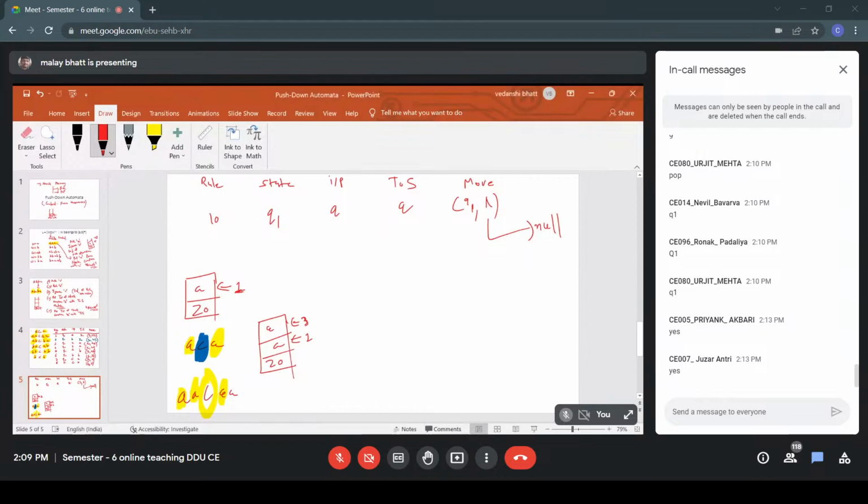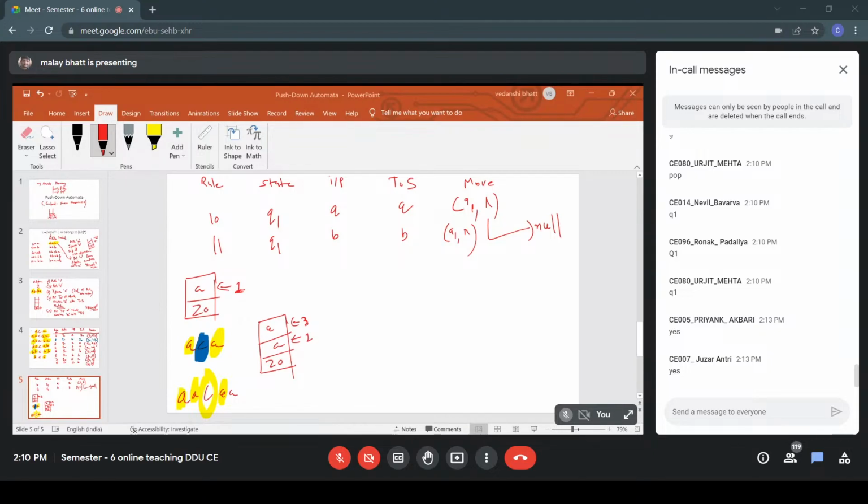Okay. Now, if the input is B, top of the stack is also B, we'll write again Q1 null. The reason is we have to match input B with the top of the stack B.